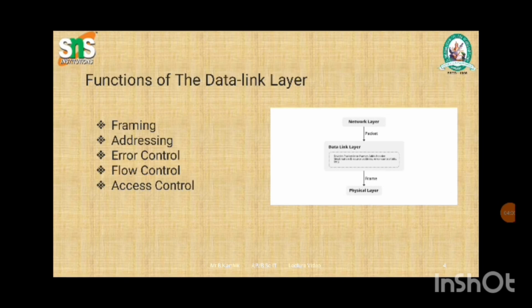Next, flow control. Flow control means if the receiver's receiving speed is lower than the sender's sending speed, then this can lead to an overflow in the receiver buffer, so that some frames may get lost. So it is the responsibility of the data link layer to synchronize the sender and receiver speeds and establish flow control between them. Next, access control.